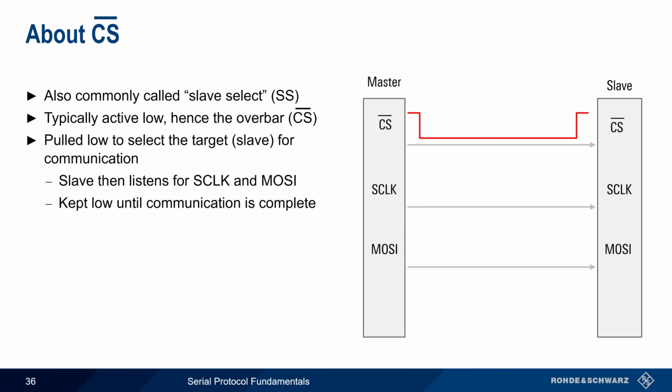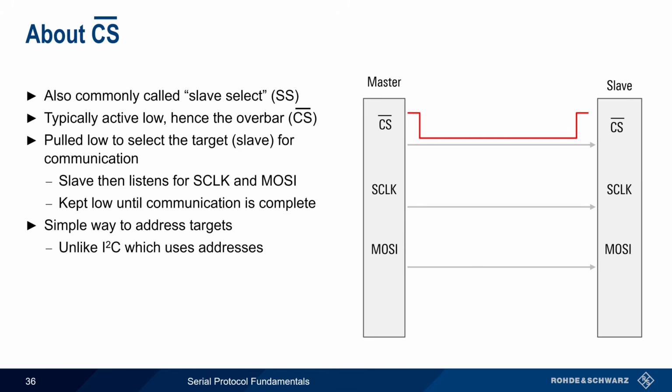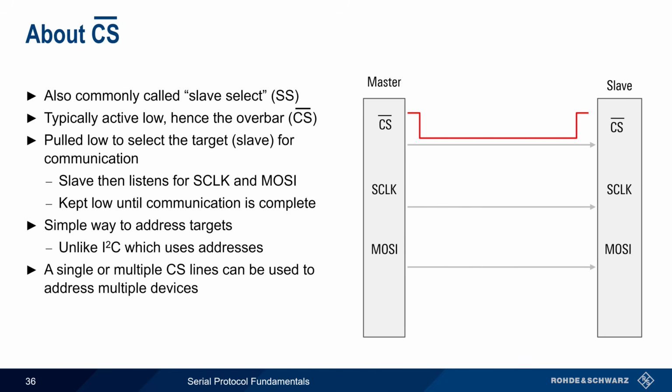The greatest advantage of using chip select is that it's a very simple way to address targets. It doesn't require the kind of explicit addressing used in I2C. In the case of multiple slaves, these can be addressed using either a single CS line or multiple CS lines.